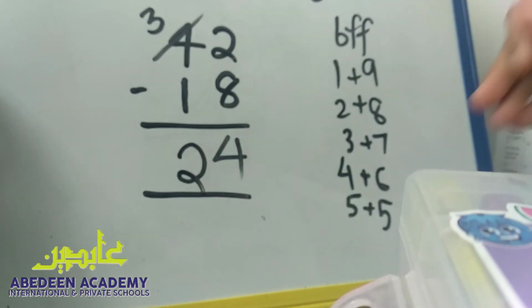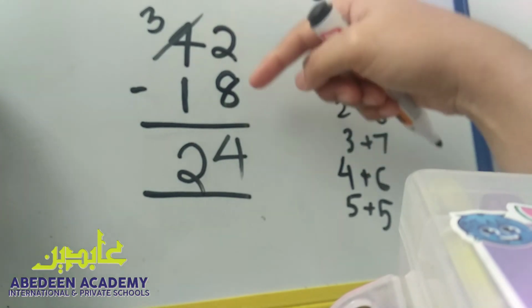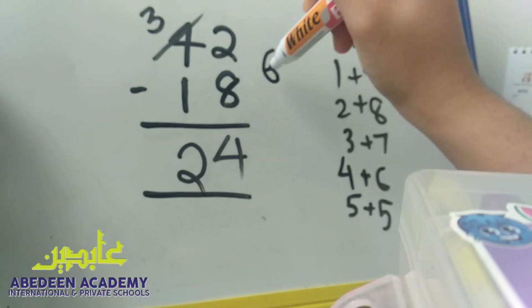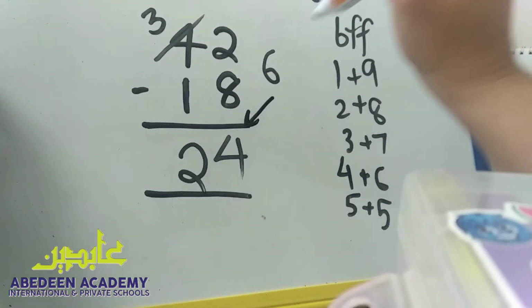How do I get 4? Because I remember the BFF. Just 8 minus 2 is 6, right? 8 minus 2 is 6. Now the BFF is 4.